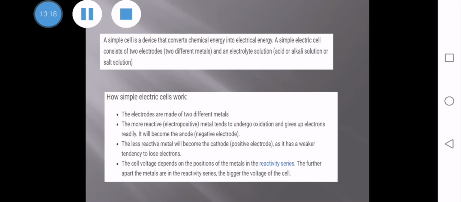The detail of the simple cell is given here: you have to make this cell, which converts chemical energy into electrical energy by using two different metals, one should be more reactive and the other the least reactive, and the voltage will be produced accordingly.